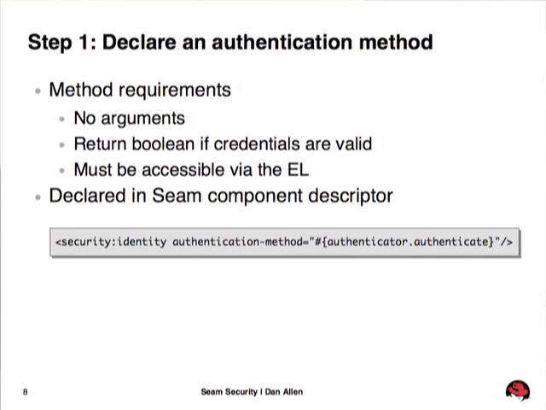It returns a Boolean that says, yes, those credentials are good, or no, those credentials are no good, try again. And then finally, it has to be accessible via the EL, which is pretty simple in SIEM. It just has to be a SIEM component. And in the SIEM component descriptor, you just say, using the EL syntax, this is how you get to my authentication method. Once you do that, you have activated authentication in SIEM.